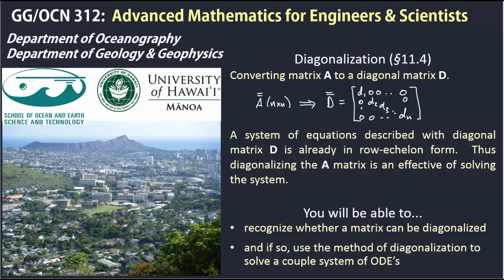And you can imagine that if you have a system of equations that is described with a diagonal matrix, then it's already in row echelon form. And thus diagonalizing A would be an effective way of solving this system of equations. And so that's what we'll talk about doing here.